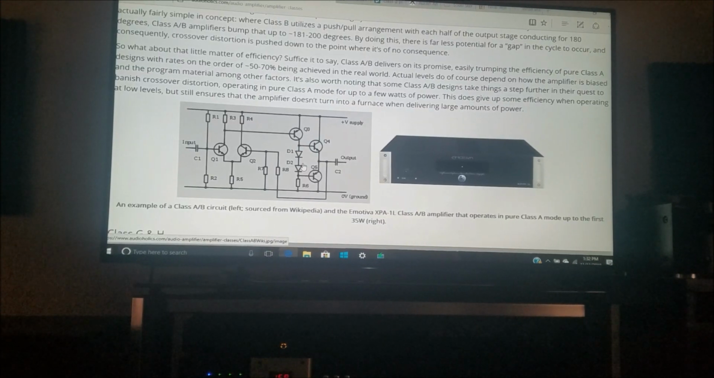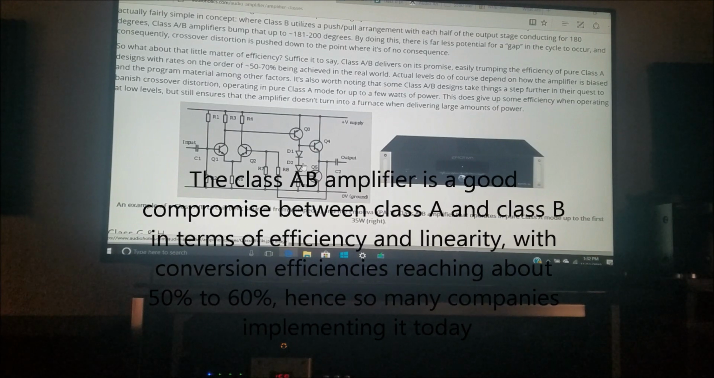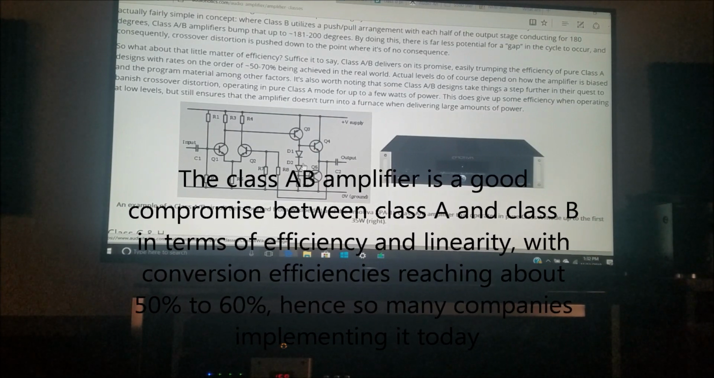So when we were moving from Class B audio, we were having an issue with crossover distortion at that 180 degree wave point. Well, an improvement so far is to bias the devices so that they're not completely off when they're not in use, and that's AB operation. You have to remember, because that conduction angle is actually intermediate between Class A and B, the two active elements conduct more than half the time.